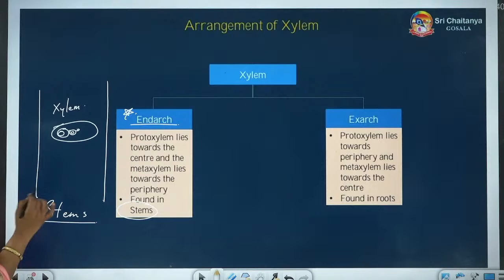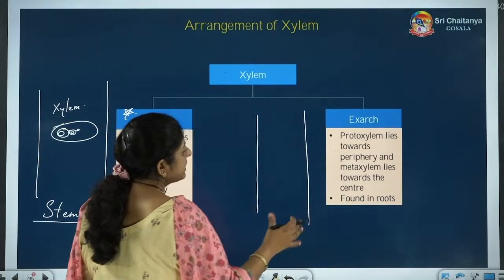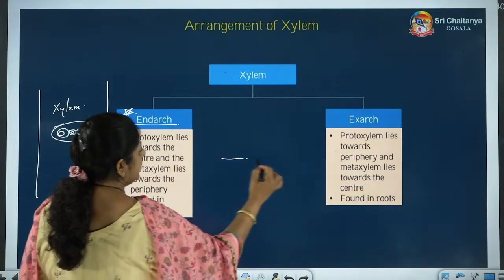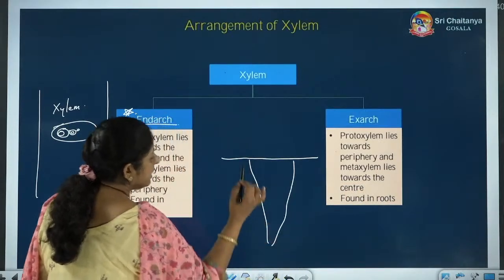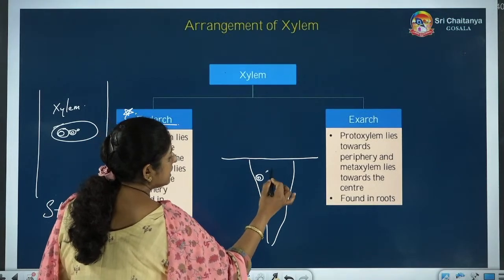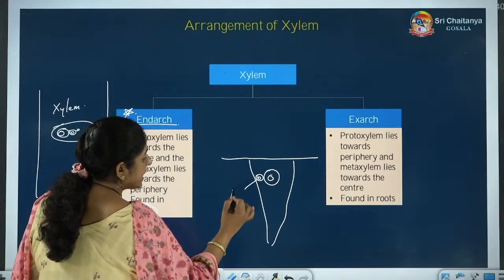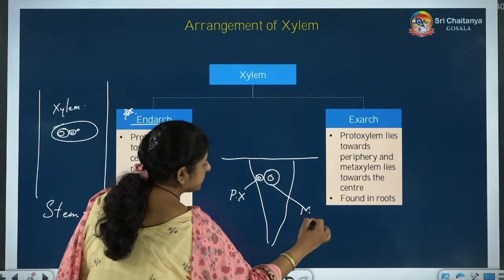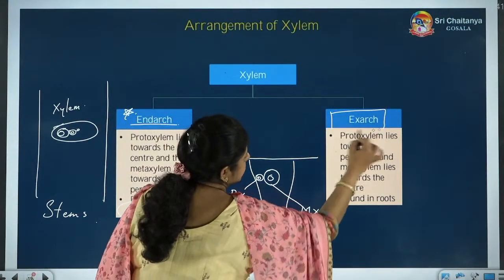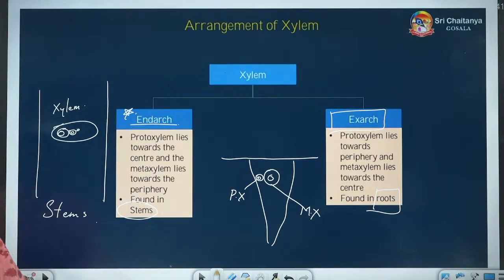In the case of stem. And if I am discussing the exarch condition, I must draw here for the roots. For the roots, if I am cutting the part over there, and protoxylem is towards the periphery and metaxylem is towards the center. This is protoxylem. This is metaxylem. If such a situation is there, you call it exarch. This is a feature of roots. I repeat, see what we have discussed.